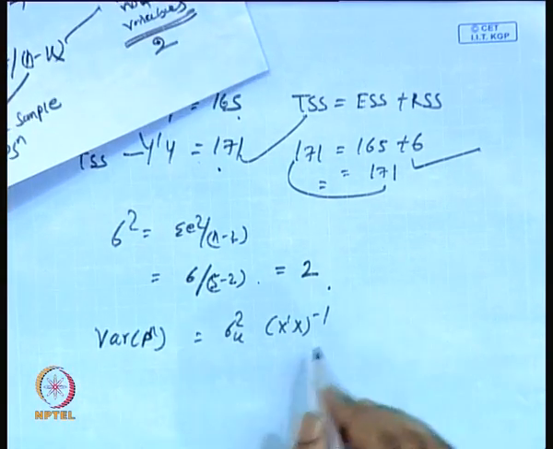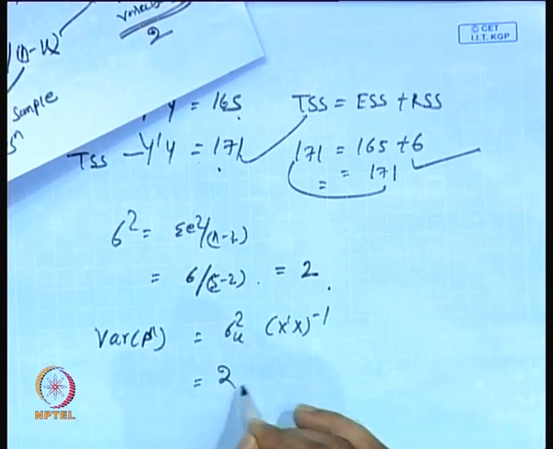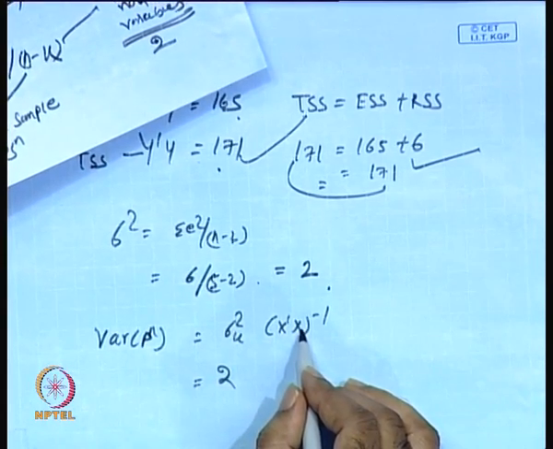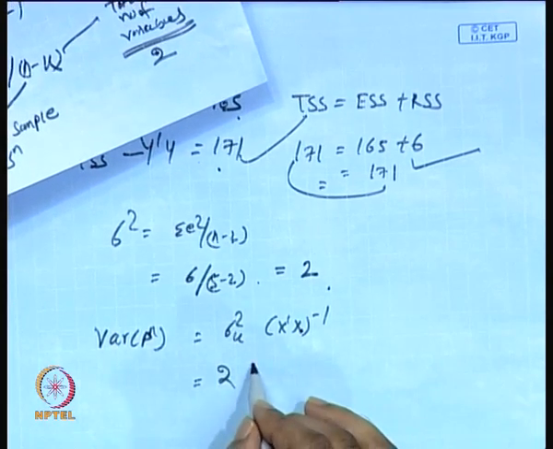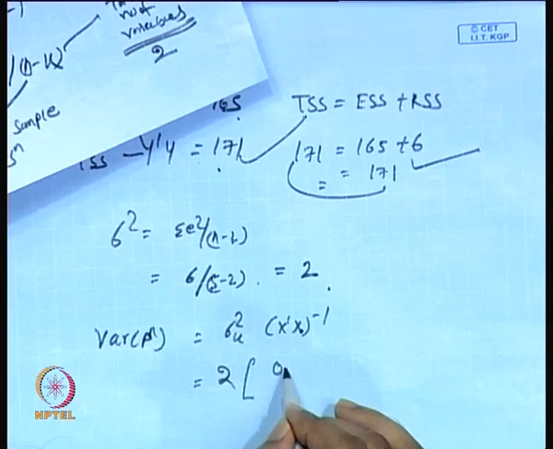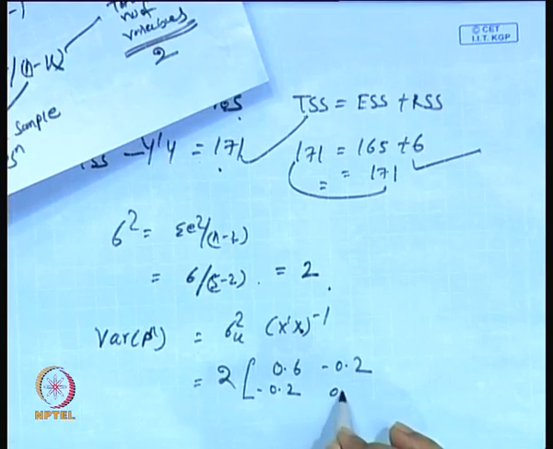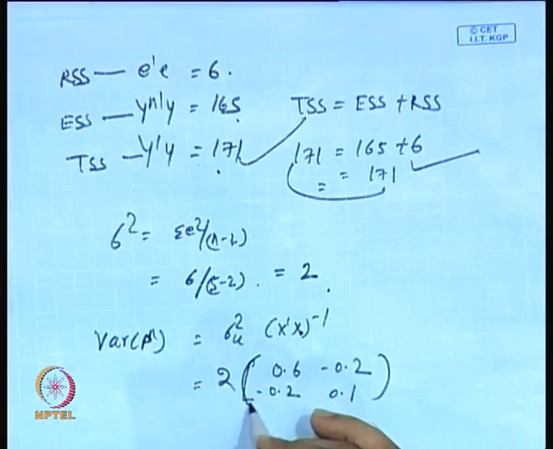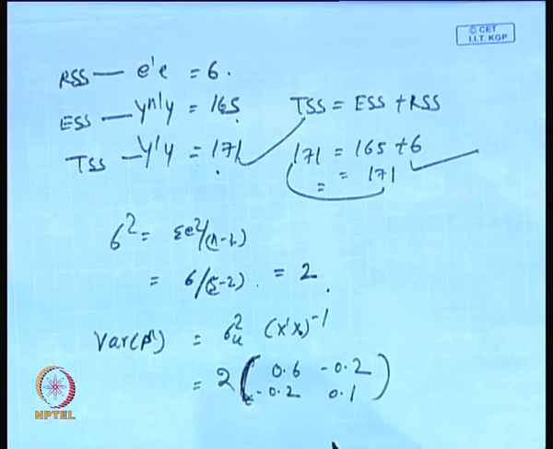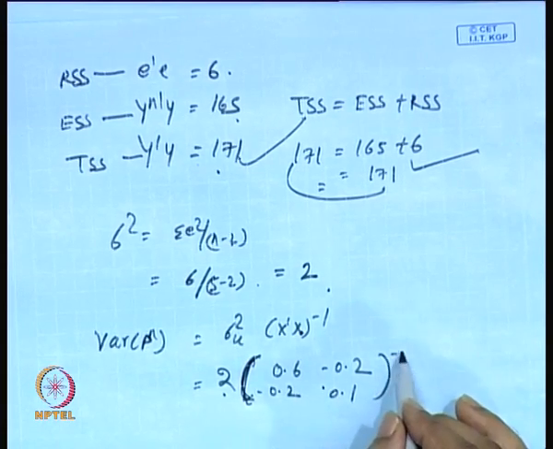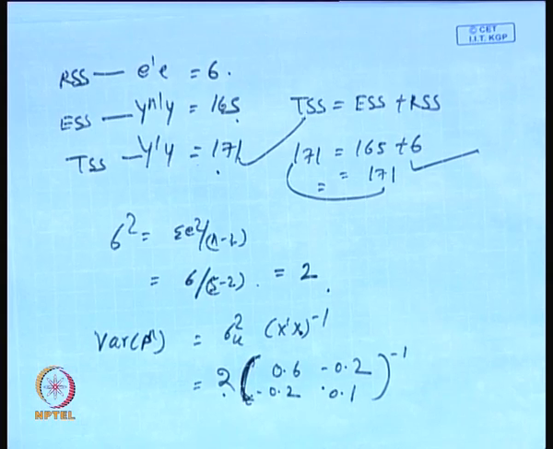So now we have to write here: sigma square u equal to 2 here, then x transpose x inverse, which is multiplied by 0.6, minus 0.2, minus 0.2, and 0.1. This is how the entire structure is. So this is sigma square u equal to 2, and this is x transpose x inverse. Now 2 has to be multiplied with this one, so we will get the variance of beta head.